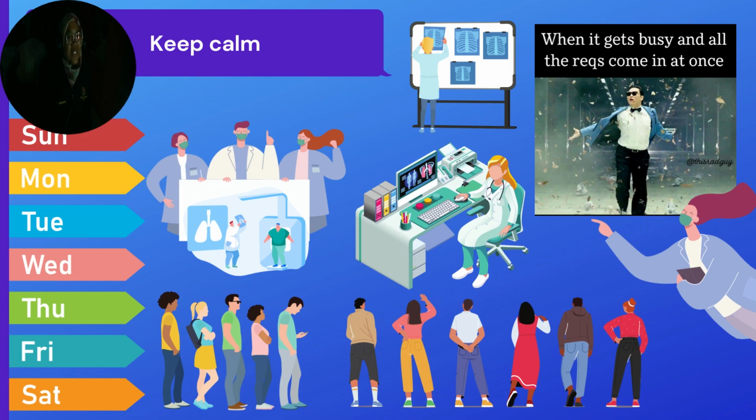Okay. When it gets busy and all the requests come in at once, you see the patient queue long outside the department, and so many things going on there. So you must remember, you must achieve the six goals previously I mentioned. So cannot make mistakes, okay? But still you have to ensure that you manage your time and manage patients very carefully.